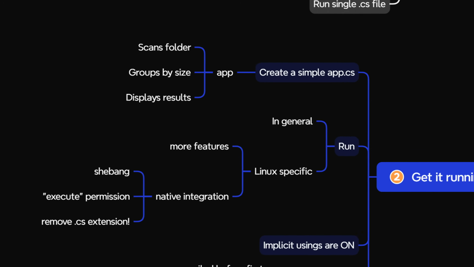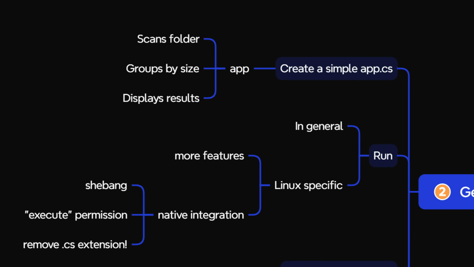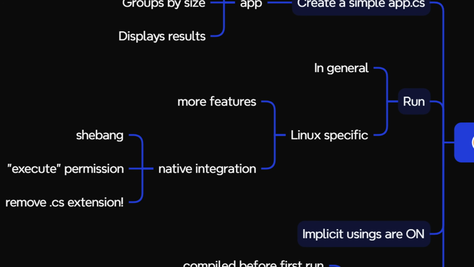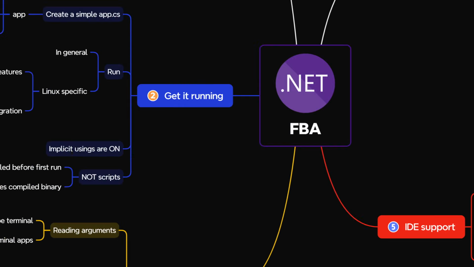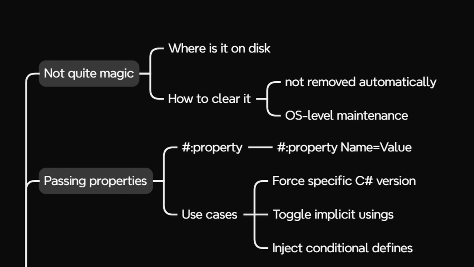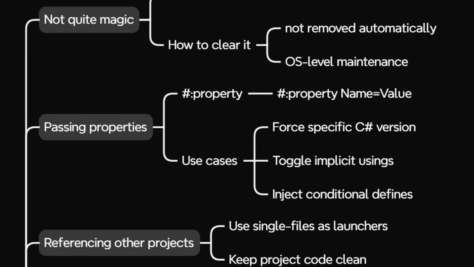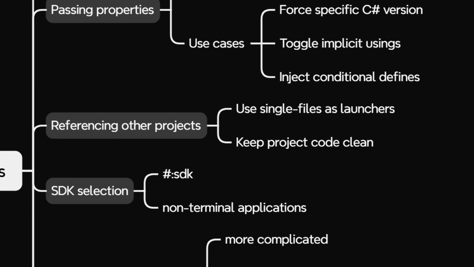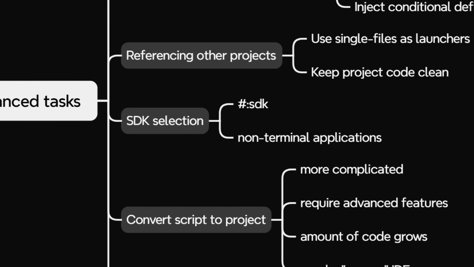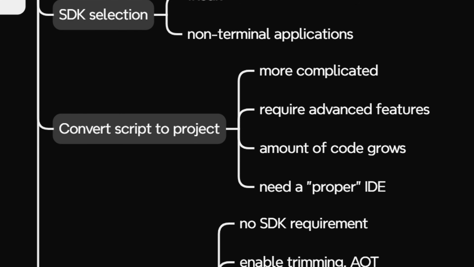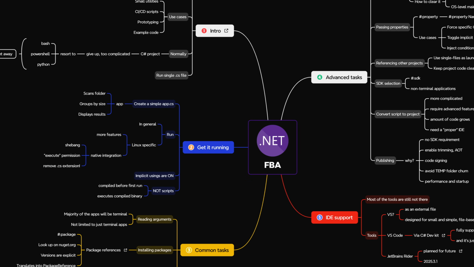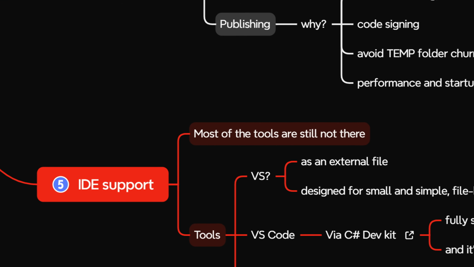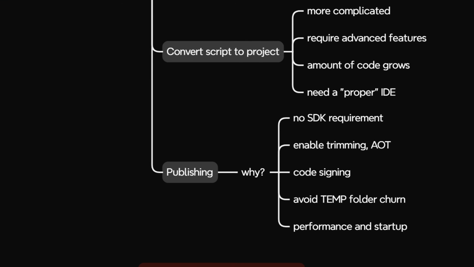how to run them in under 1 minute on Windows and Linux flavors, including some tasty Linux-specific tricks, more advanced topics on where exactly those apps live, how to manage disk cache, pass extra parameters, reference other projects, select different SDKs, allowing you to build apps that are beyond just terminal apps, how to grow your app when it doesn't fit into one file, and how to publish them. I will also cover which tools you can use to develop file-based apps and the current state of the ecosystem.